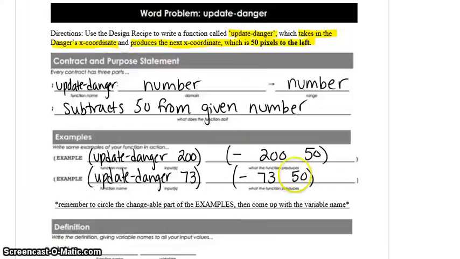Here's an example of a second example. You could have chosen any number here and here. I chose 73, but your number can be anything. Positive, negative, big, small, whatever. So now we circle the parts of the code that's changeable.